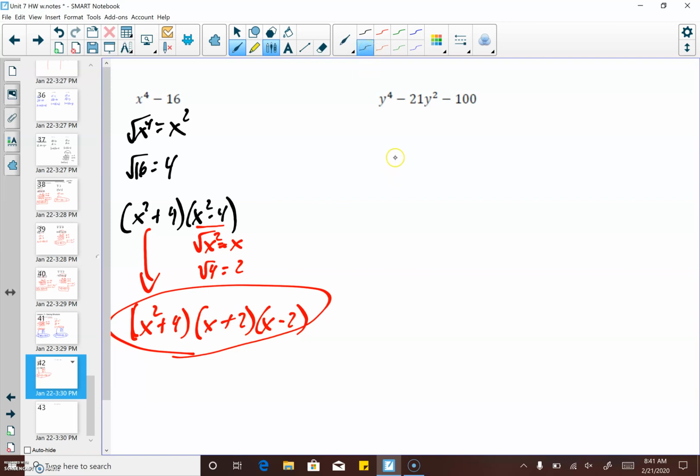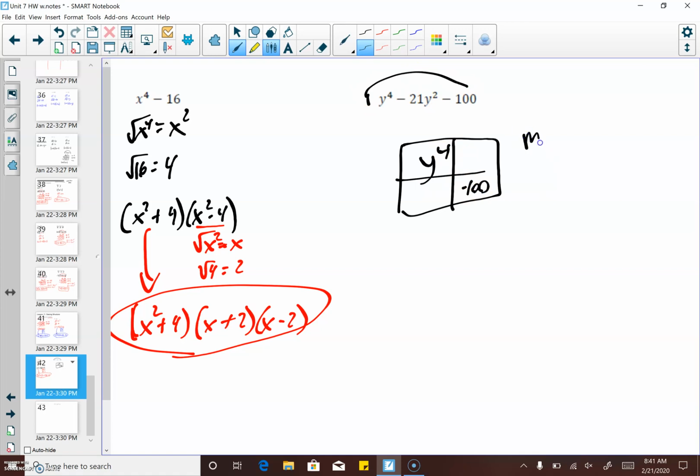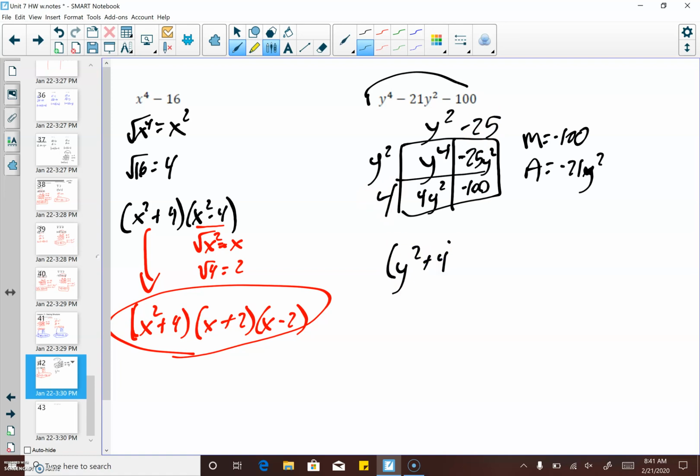Look for GCF. There isn't one. It's a trinomial, so we'll be in our boxes. Y to the fourth minus 21y squared minus 100. We'll multiply our imaginary 1. Multiplies to negative 100. Adds to negative 21 y squared. So that's going to be a negative 25 y squared and a positive 4 y squared. GCF the top row, you get y squared, another y squared, minus 25 and plus 4. So we end up with y squared plus 4 and y squared minus 25.